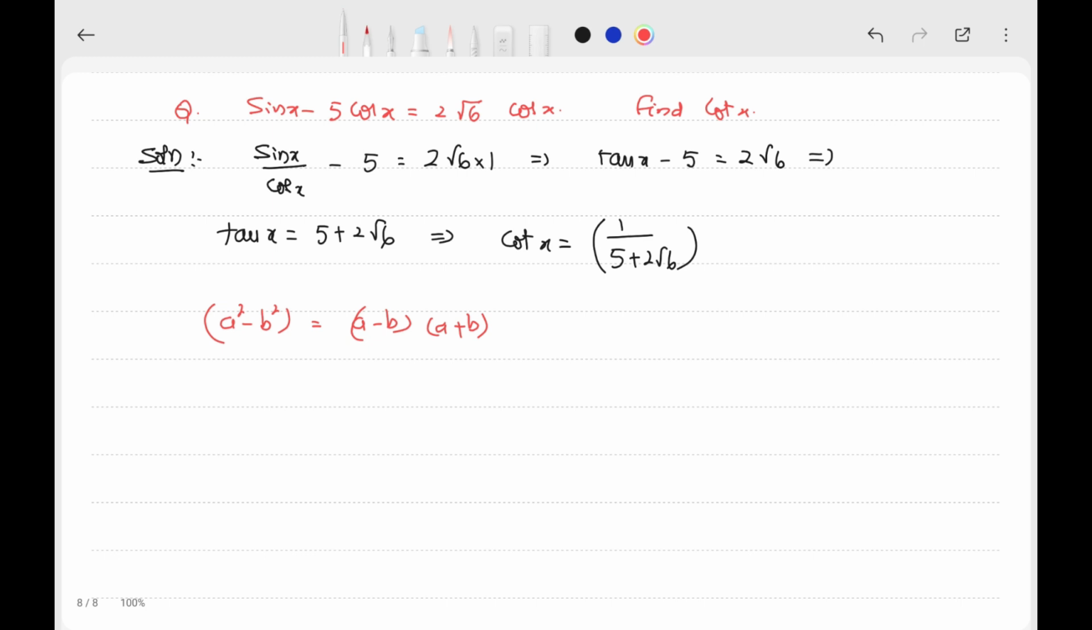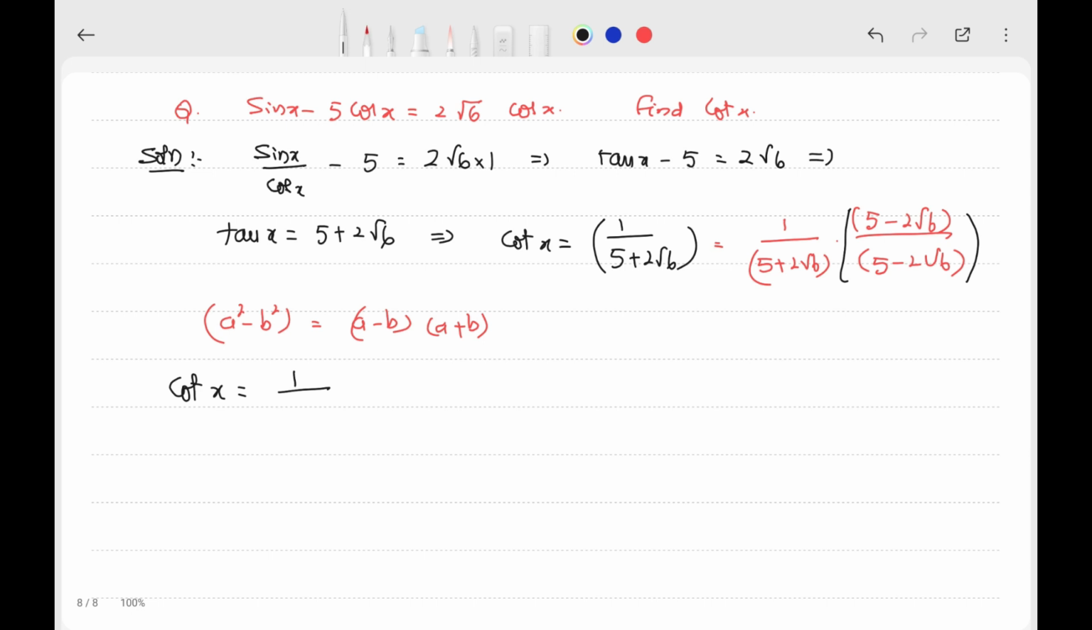Then, can we write this one as 1 by (5 plus 2 root 6) into multiply and divide by (5 minus 2 root 6) divided by (5 minus 2 root 6)? Can we do this? Yes, we can. Any number we can divide and multiply with the same number. The original number does not change. We are multiplying and dividing with this number.